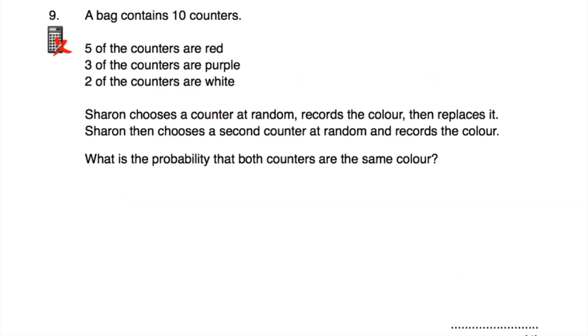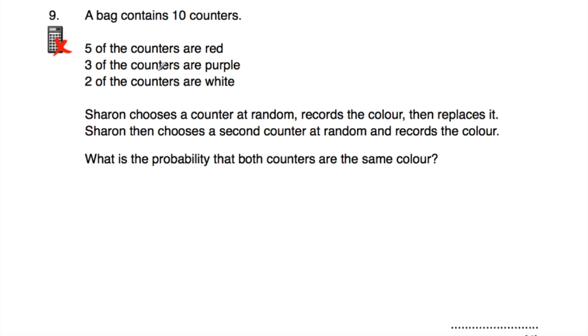Okay, let's have a look at our next question, question number 9. So question number 9, a bag contains 10 counters, 5 are red, 3 are purple, and 2 are white. Sharon's going to choose a counter at random. She's going to record the colour and replace it, so she's going to put it back in. So then after she puts it back in, we'll still have 5 red, 3 purple, and 2 white. Sharon's then going to choose another counter at random and record the colour. And the question is, what's the probability that both counters are the same colour?